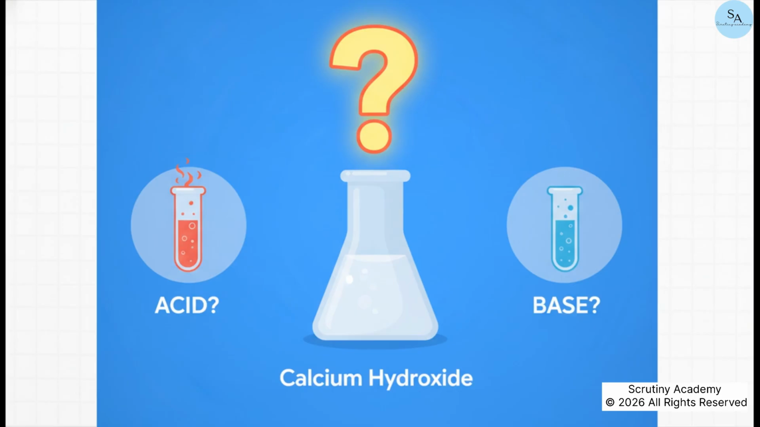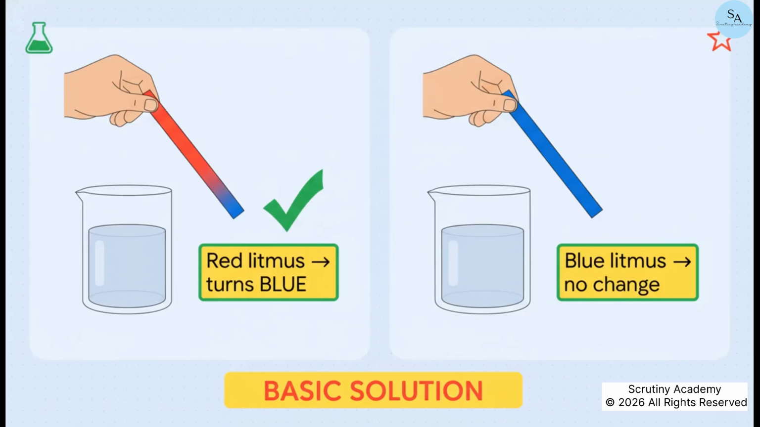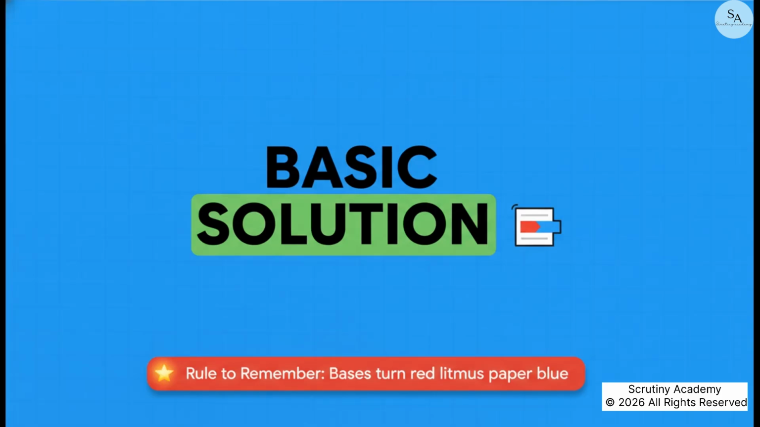Well, there's a very simple and famous test for that. Yep, it's time for the litmus test. This is very important for your exams, so pay attention. If you dip a red litmus paper into this solution, it will turn blue. But if you put a blue litmus paper in, nothing will happen. It will stay blue. So what does this tell us? This result clearly proves that the solution is basic in nature.